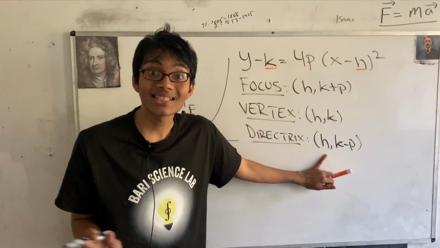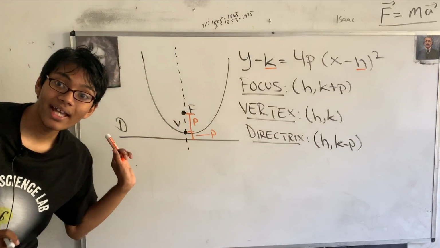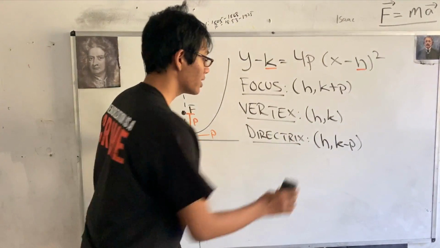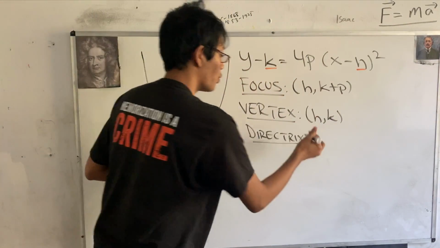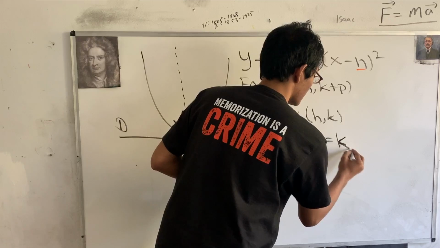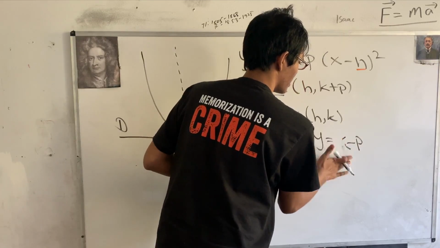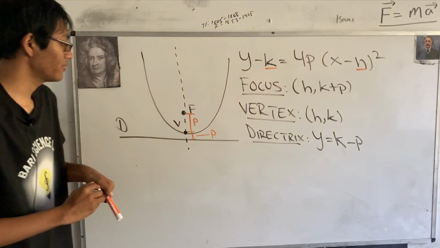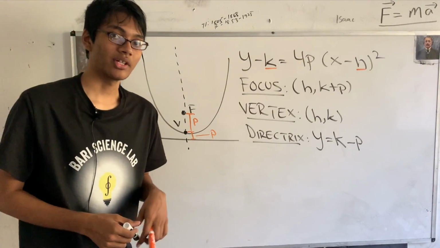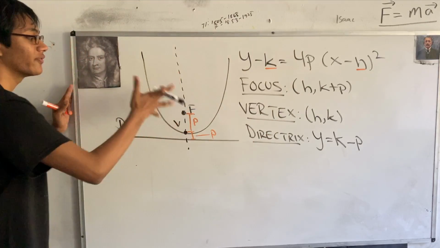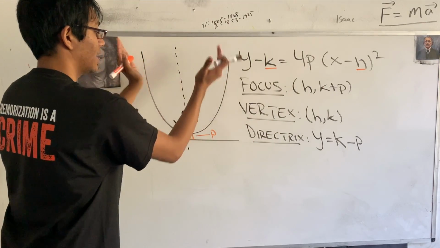But wait, that's not an equation, even though this is a line, right? So we don't want a point for this, we want a line. We want an equation. So we're going to write y equals k, I know that doesn't look like k, but you gotta accept it for now, y equals k minus p. That right there is the equation of the directrix. Okay, so we just understood how the formula for this kind of a parabola works.